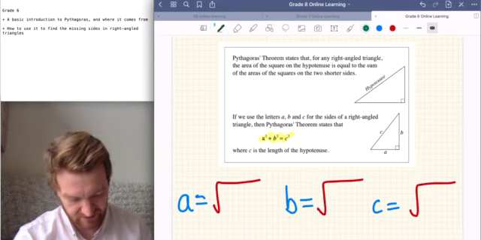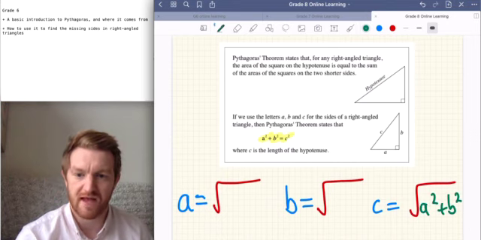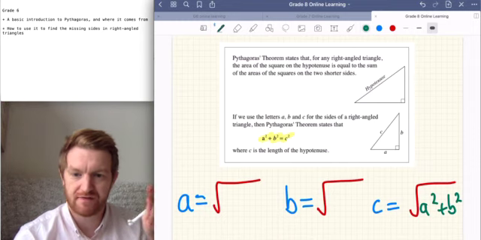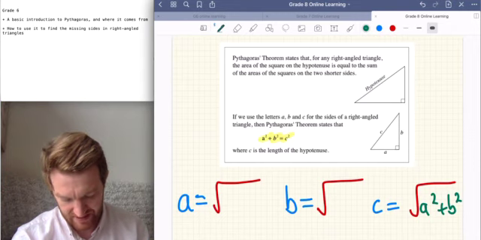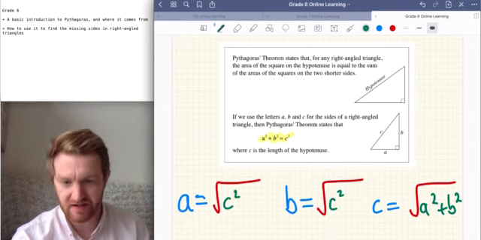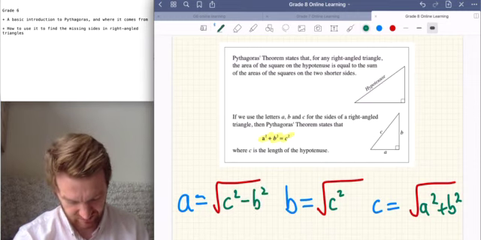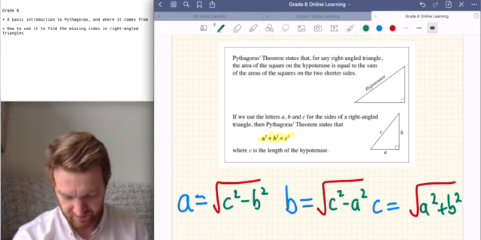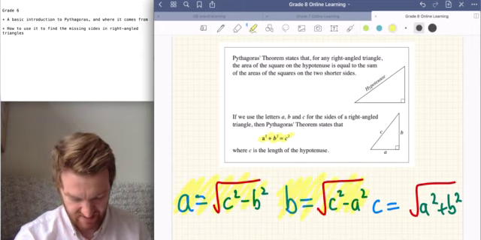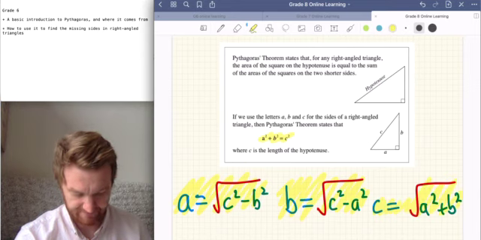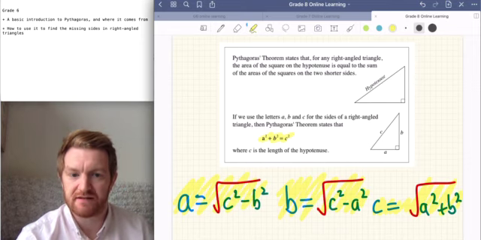C is the longest, so we need to add the two smaller squares together and then square root them. Notice they're squared first, then square rooted the whole thing. Make sure you type that into your calculator right. And then to find one of the smaller sides, it's the largest, which is C, minus the other small one. So those are our three formulas: find A, B, and C. And I'm going to show you how we can use those to find missing lengths in a triangle now.